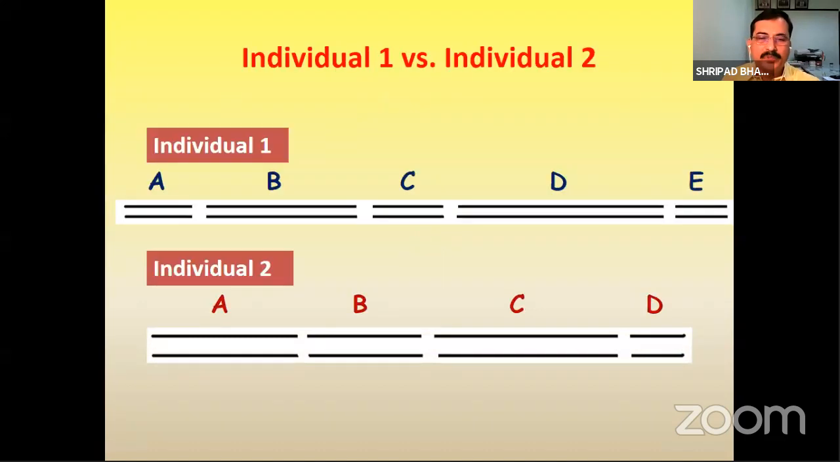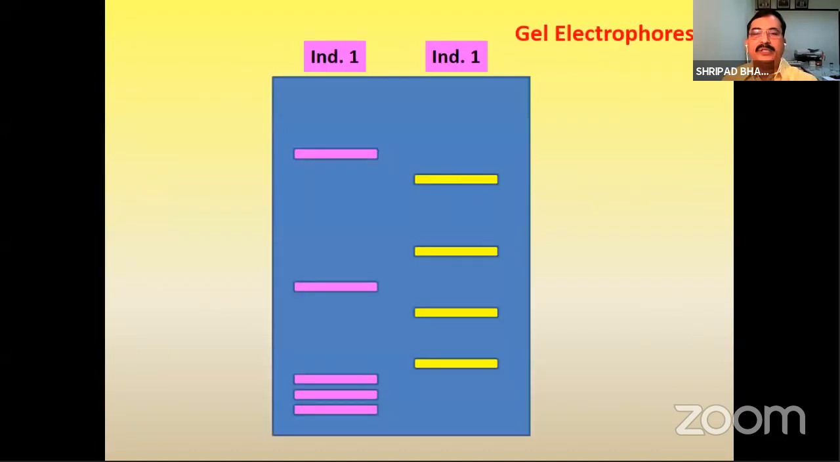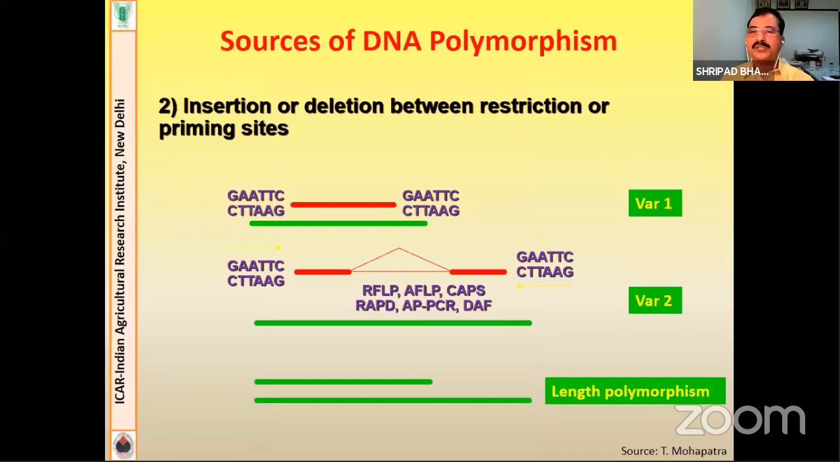Now if you put them together in the gel, from individual 1 you are getting these 5 different bands, and from, I'm sorry, this is individual 2. So in individual 2, you are getting 4 different bands. Same restriction enzyme, but now you are getting different types of bands, and all those bands are different. So that's why we call this a length polymorphism. That is what we are going to use in different marker systems.